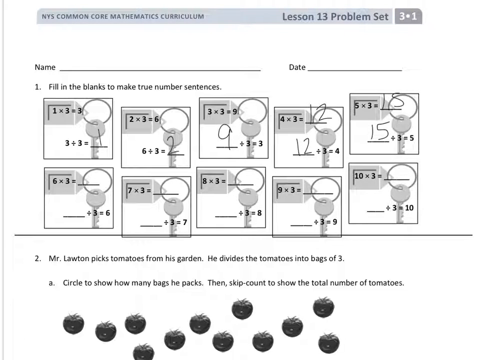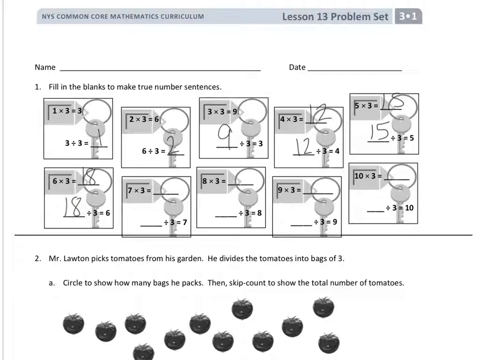See if you can finish the bottom row on your own by continuing to skip count by 3. Push play whenever you're ready to check your work. 6 times 3 equals 18. 18 divided by 3 equals 6. Notice how here we've begun to skip count because we're talking about our totals. So 3, 6, 9, 12, 15, 18.